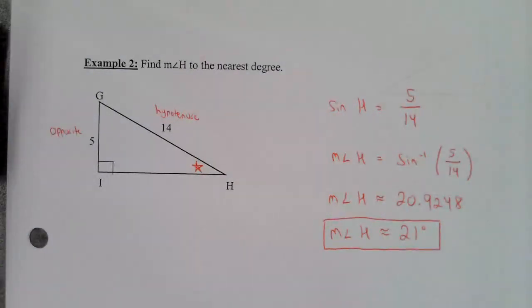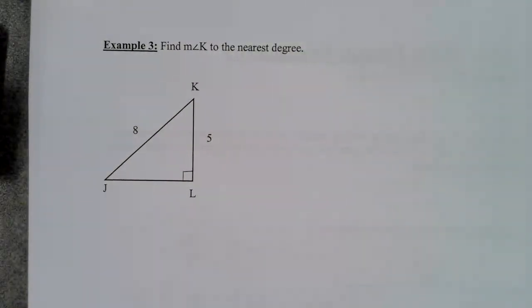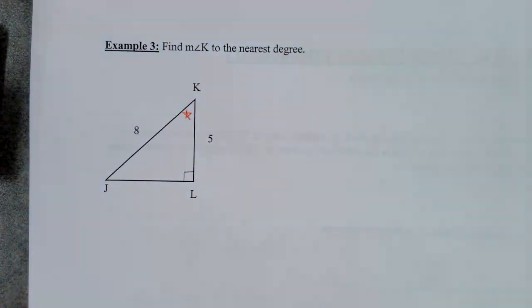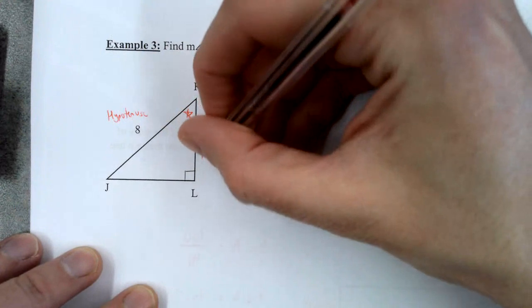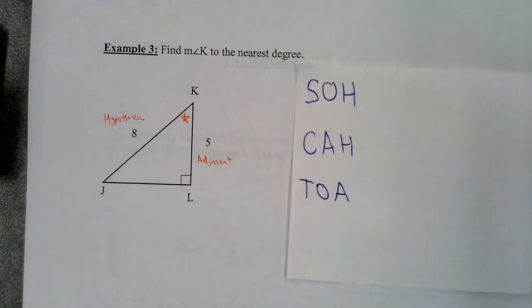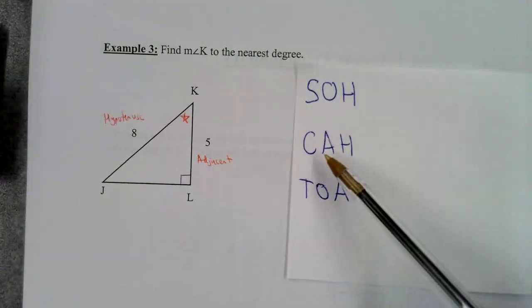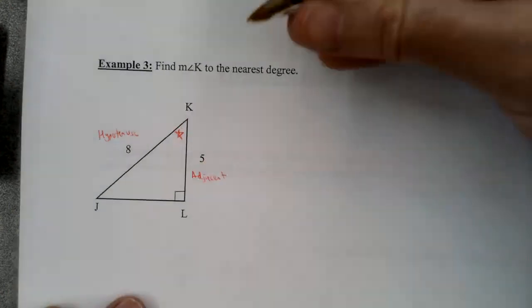Let's try another one. So we just did tangent, we just did sine. I wonder what the next one's going to be. Find the measure of angle K to the nearest degree. I'll put a star right there to help us see it better. 5 is adjacent. 8 is hypotenuse. So, of course, the only one we haven't done yet today is cosine. So, TOA, cosine is the one you want to use. Adjacent, hypotenuse, cosine. So I'm going to say cosine of K equals adjacent 5 over hypotenuse 8.